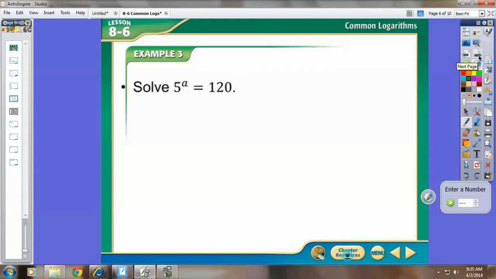5 to the a power equals 120. Can I break 120 down to a base of 5? Does 5 to some power give me 120? Well, 5 squared is 25. 5 to the third is 125. No. Can I get 120? I can't. So utilize your common logs. Let's add log to both sides.